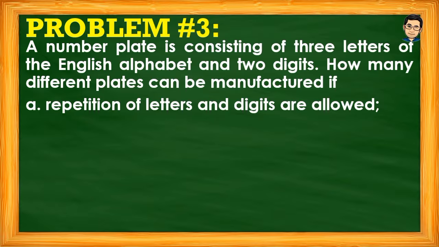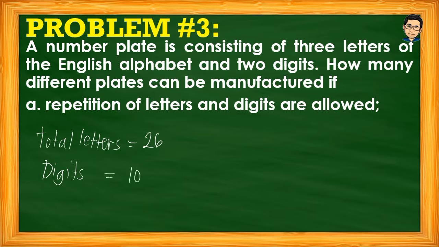Okay, so dapat dito alam po natin kung ilan yung total na bilang ng English alphabet. So yung total letters po na meron tayo sa English alphabet is 26. And then yung mga digits na pwede natin gamitin dyan ay 10. So bakit 10? From 0 to 9. So 1, 2, 3, 4, 5, 6, 7, 8, 9. And then yung 0, 10 po yun.